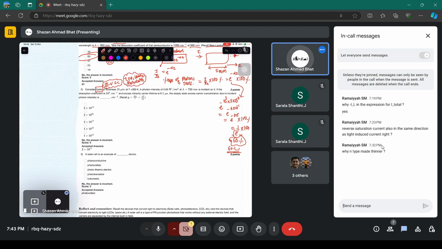Because most of them are direct band gap semiconductors. And that is the advantage we talked about. They definitely have the advantage that they don't cause much losses in the system.